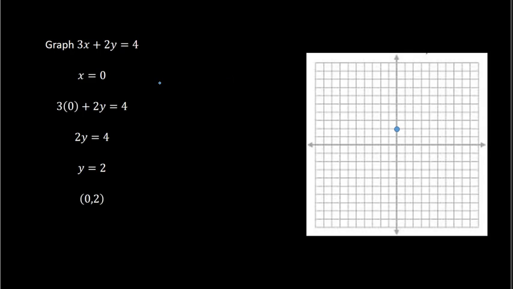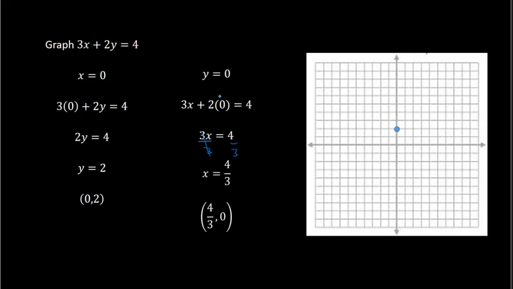So if we plug a 0 in for y for the second point, we would get 3x plus 2 times 0 equals 4. So 2 times 0 is 0. So I have 3x equals 4. Divide both sides by 3. So x would equal 4/3. So my ordered pair would be (4/3, 0).